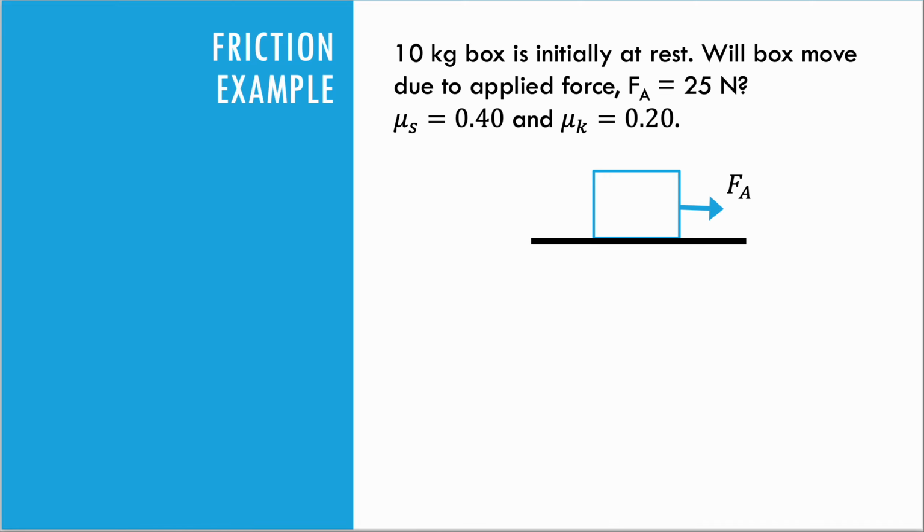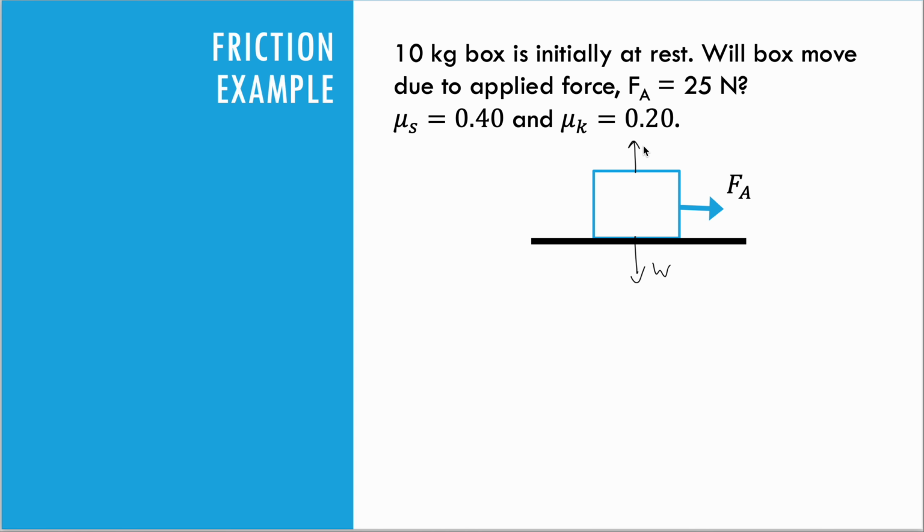Let's do an example. A 10-kilogram box is initially at rest. Will the box move due to an applied force Fa equals 25 newtons? We see in the picture that the applied force is horizontal. First thing you want to do, draw the free body diagram. You always have a weight going straight down.